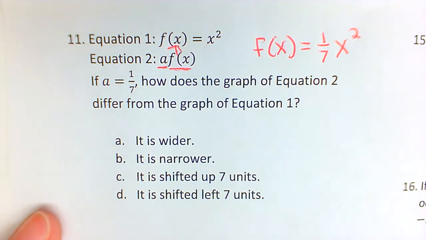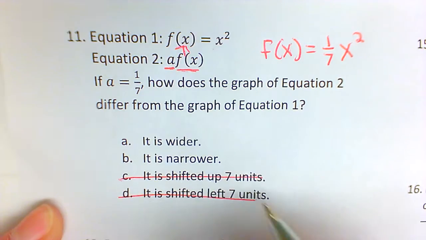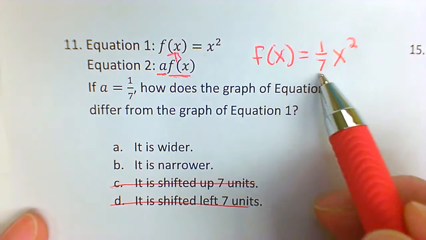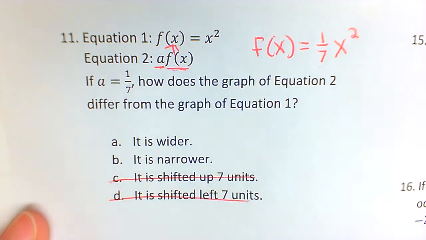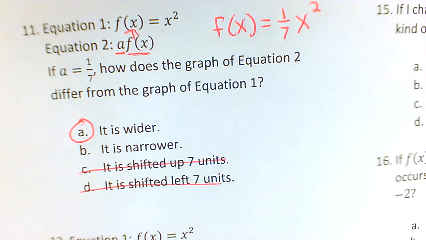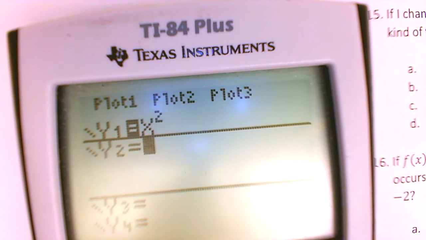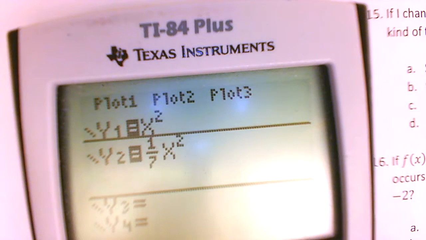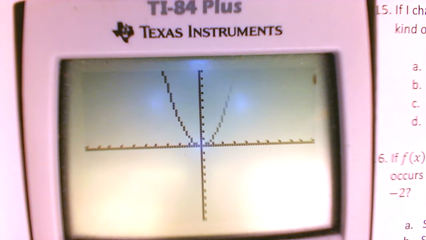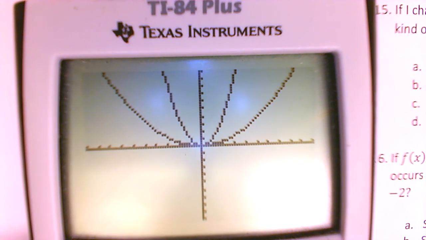So whenever you multiply it, just like on that last problem, it's either going to make it wider or narrower, and anytime that you've got a fraction like that, it's actually going to make it wider. But here's my proof. So I'm going to go into my calculator, y equals button, let's change this one to the 1/7 x squared, and hit graph. There's the parent function, and there is 1/7 x squared. And you can tell that it definitely got a lot wider.